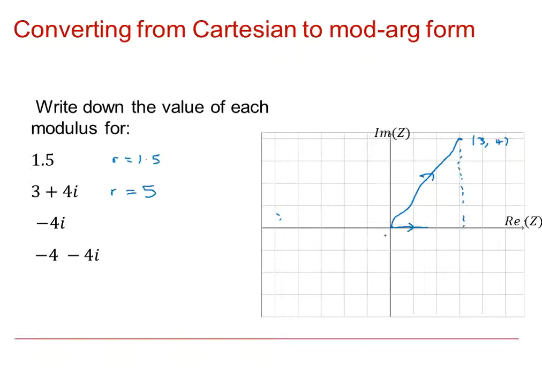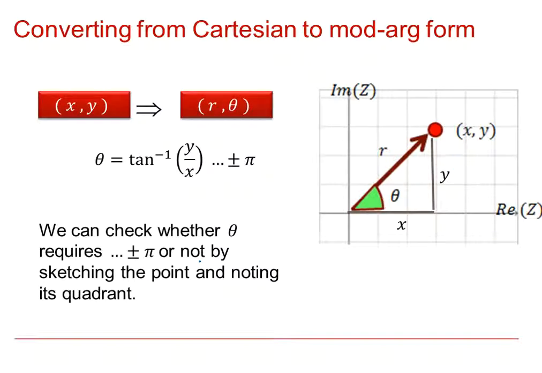If you look at minus 4i, which is there, the modulus of that is 4. Notice it's not minus 4, it's positive 4. The length is positive 4. And if you look at minus 4 minus 4i, which is here, and again if you just look at this, we've got 4 back, 4 down, and if we did Pythagoras to find the size of that complex number, we'd get r is 4 root 2.